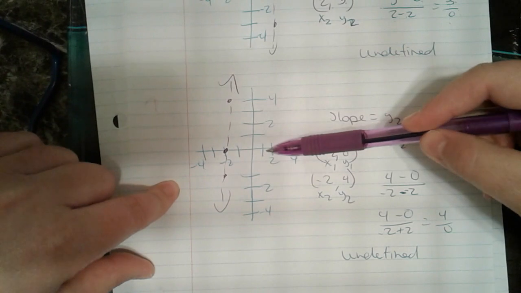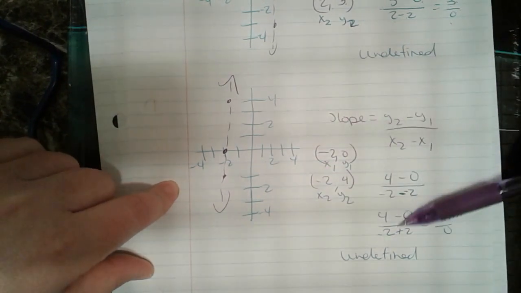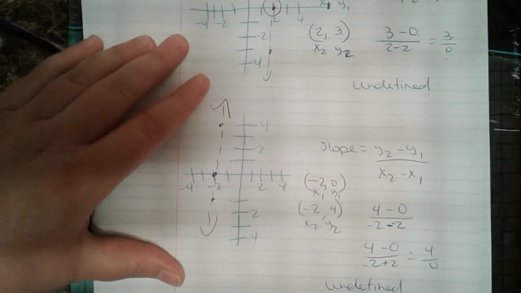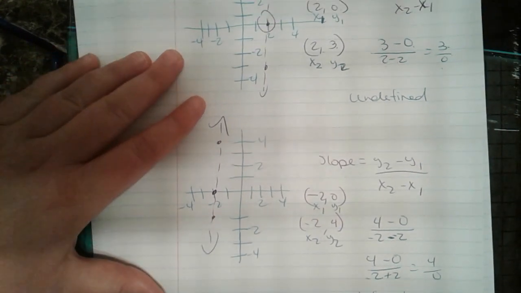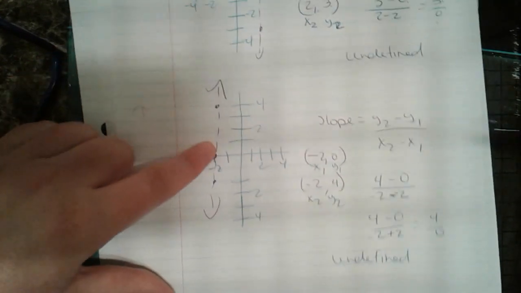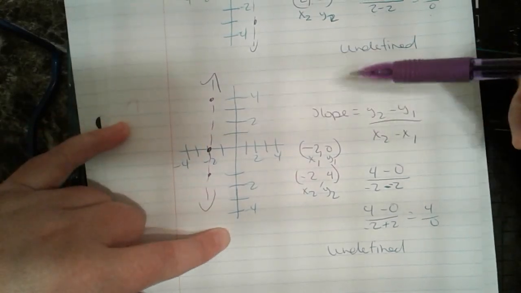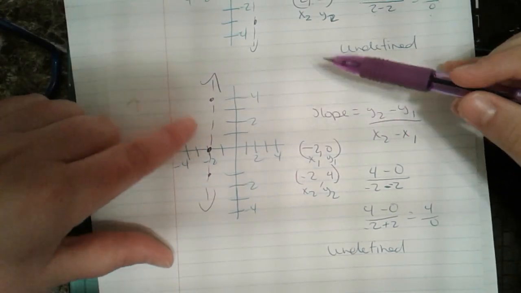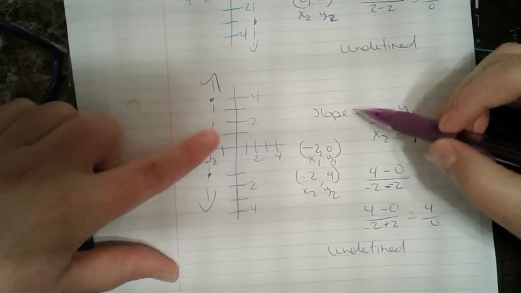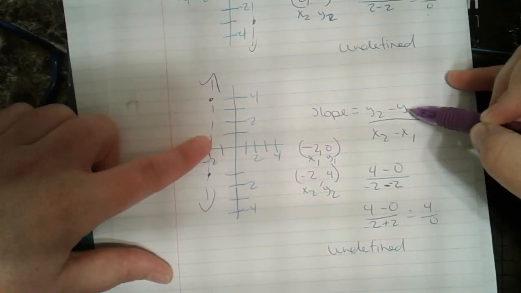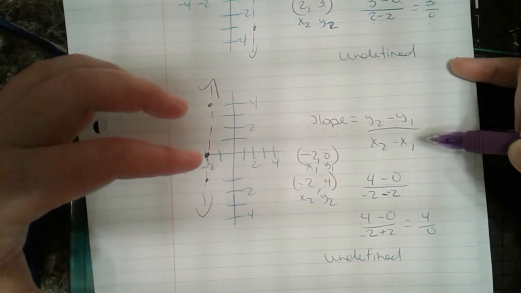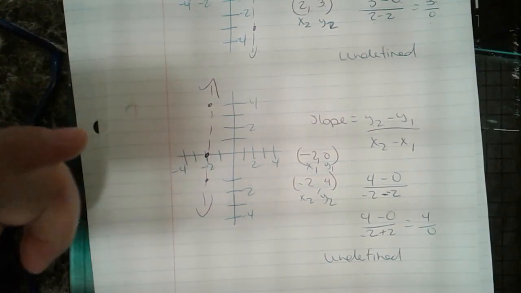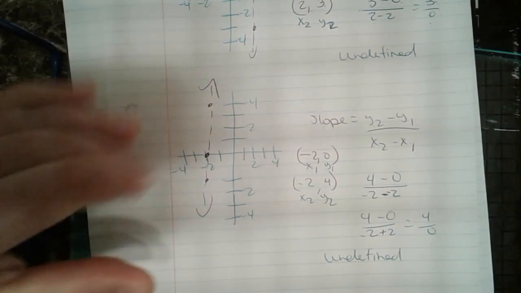So go ahead and pause the video and write out this situation, and we'll talk about it as well. Okay, assuming you did that, let's take a look at this. Again, we're trying to find the slope of it. So we have slope equals y2 minus y1 over x2 minus x1. You have got to get this in your head. Slope is y2 minus y1 over x2 minus x1.